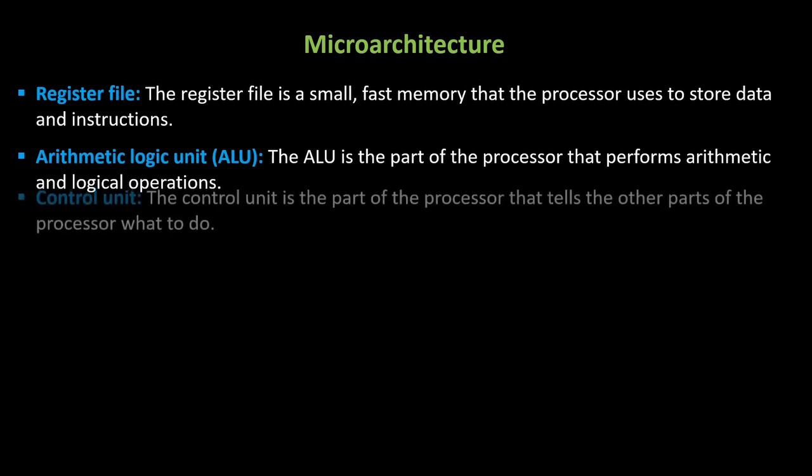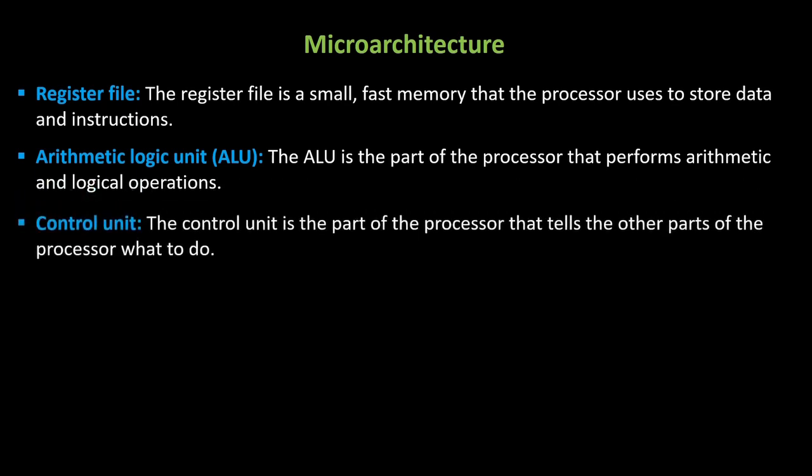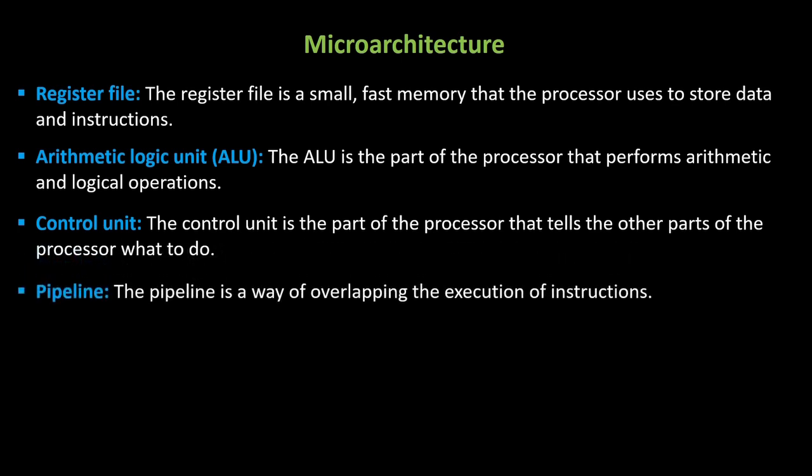The control unit plays a vital role in microarchitecture. It coordinates and orchestrates the activities of various components within the processor. The control unit fetches instructions, decodes them, and directs the ALU, register file, and other parts of the processor to perform the required operations. To enhance performance, modern processors often employ a technique called pipelining. The pipeline allows the overlapping execution of instructions. It breaks down the instruction execution process into multiple stages, enabling the processor to process multiple instructions simultaneously.